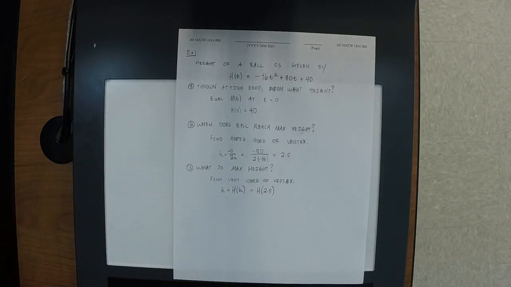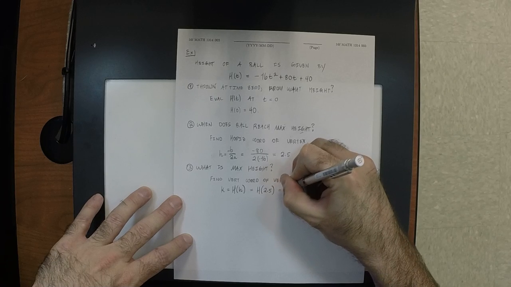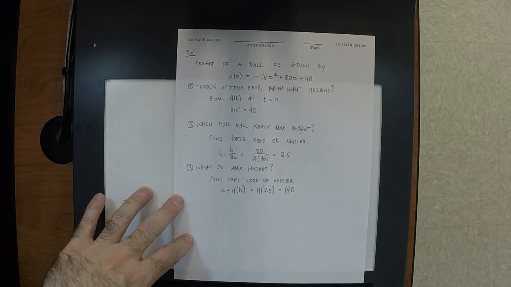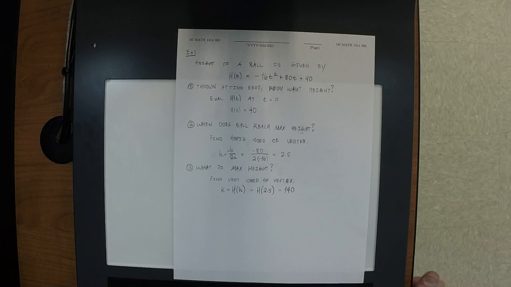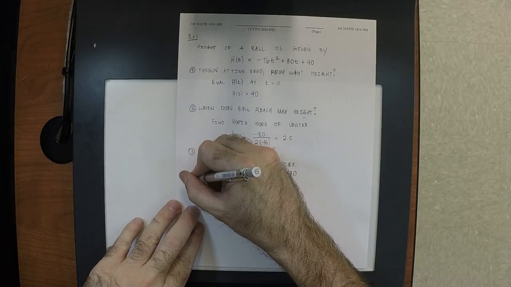Okay, so that's beyond my arithmetic abilities. So negative 16 times 2.5 squared plus 80 times 2.5 plus 140. So that means that the ball reaches a maximum height of 140 feet at what time? At 2.5 seconds. So now I want you to draw a sketch of what has occurred.